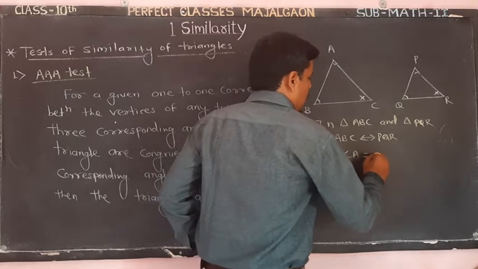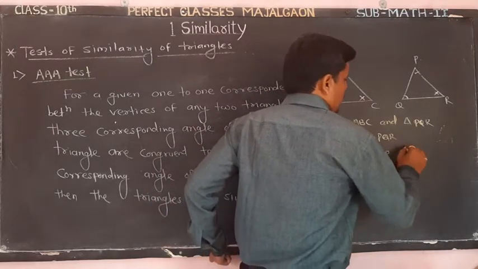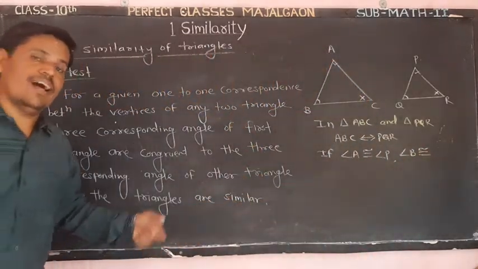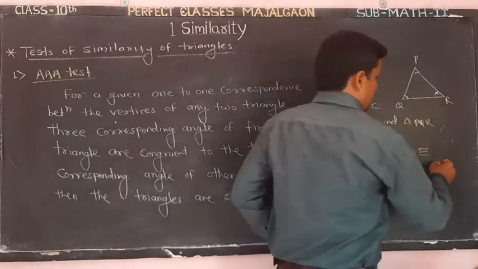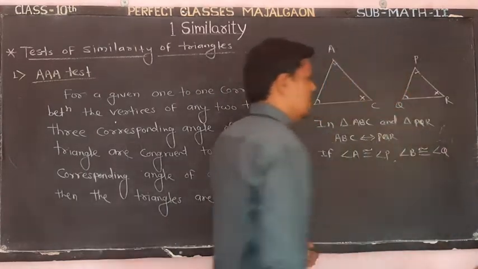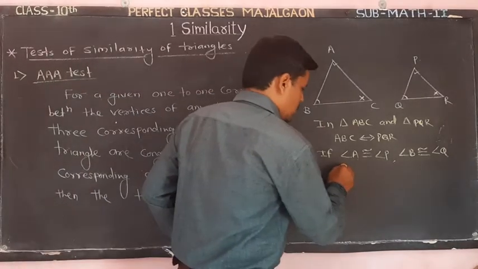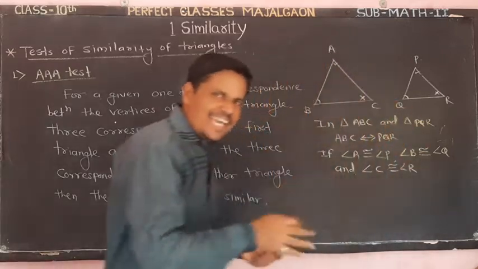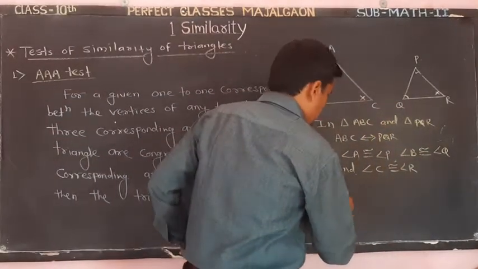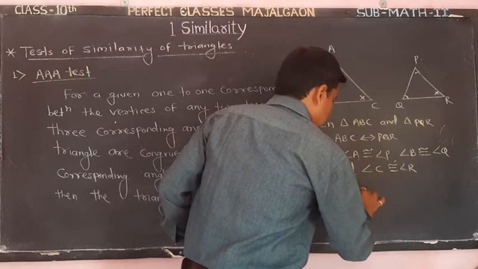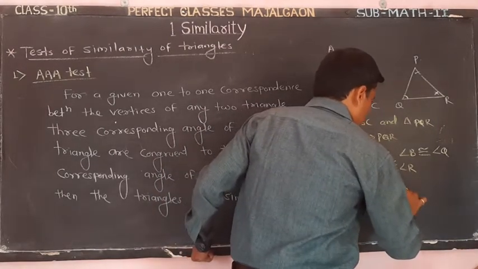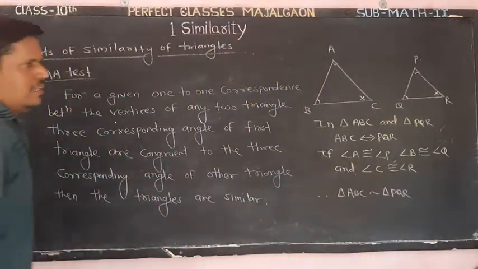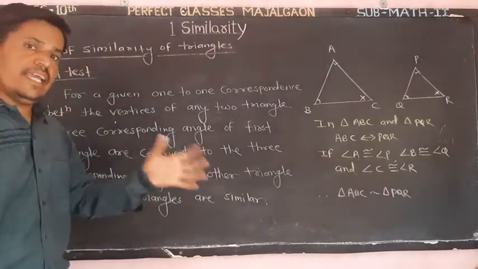angle A is congruent to angle P, angle B, three corresponding angles of the first triangle, meaning all the angles of the first triangle are congruent to the corresponding angles of the second triangle. Angle B is congruent to angle Q, and the last, third angle C is congruent to angle R. Therefore, we can say that triangle ABC is similar to triangle PQR. This test of similarity is known as the AAA test. This is the first test of similarity, AAA.